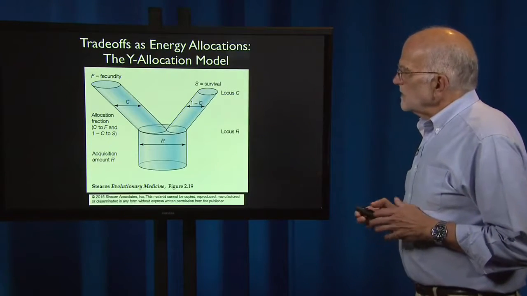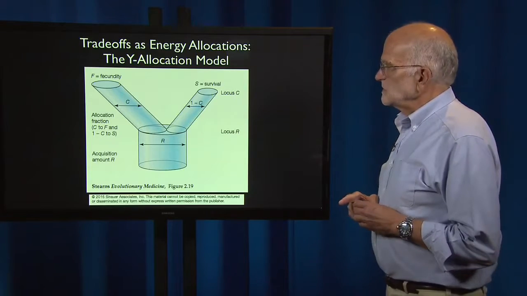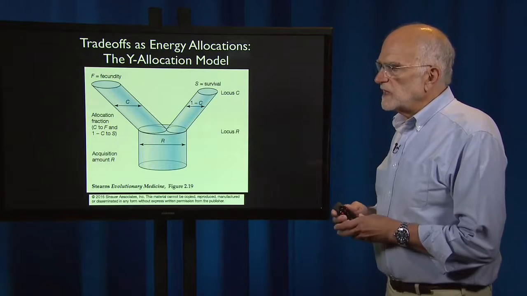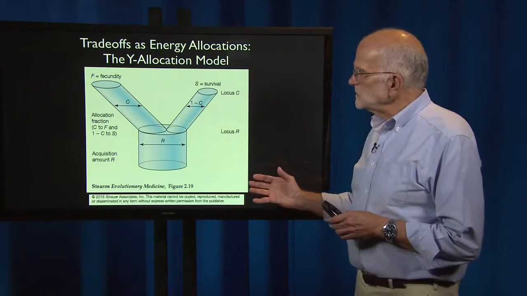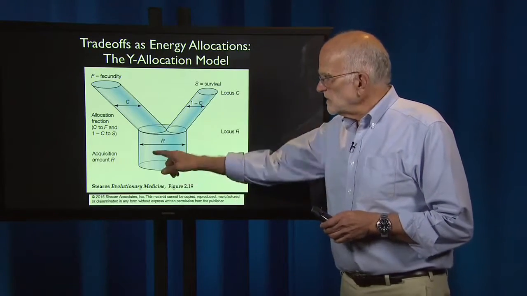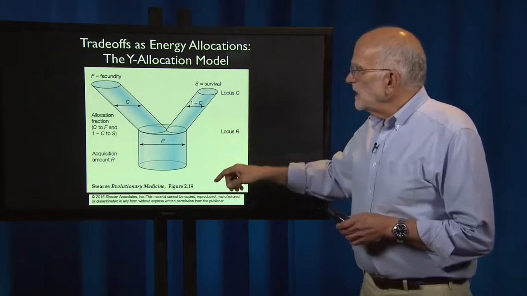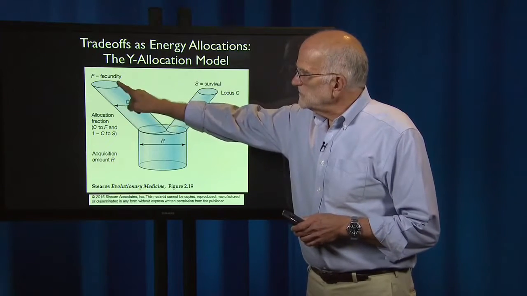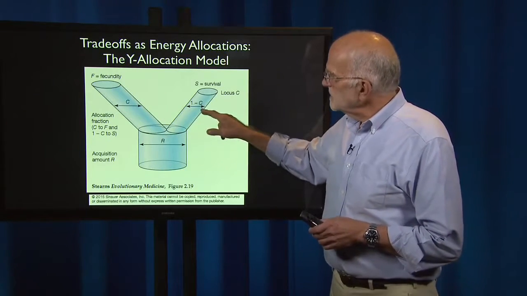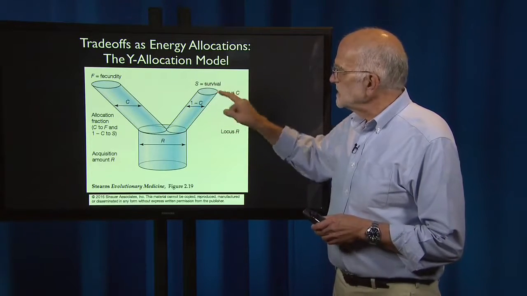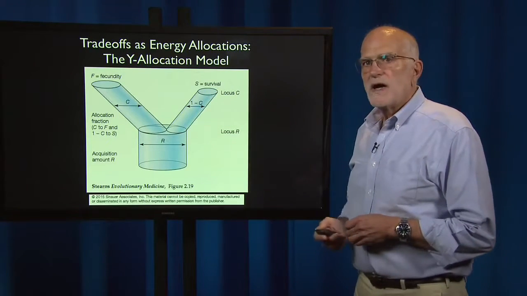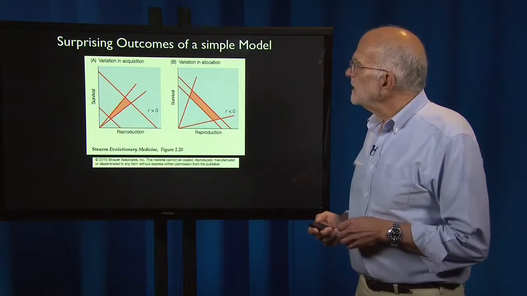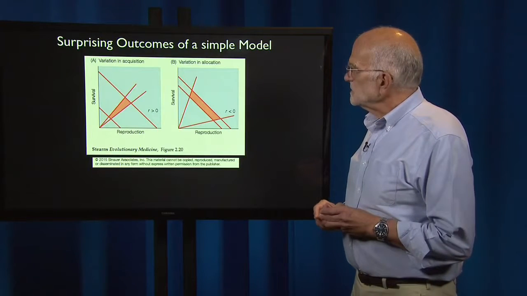One way to conceive of trade-offs is as energy allocation. So that is a physiological way of looking at trade-offs within a single individual, the idea being that there is a limited amount of energy which is coming in. That's represented here by the diameter of the pipe, R, and then a fraction of it, C, is being allocated to one function, in this case fecundity, and the rest of it, 1 minus C, is being allocated to another function, in this case survival. That's called the Y-allocation model, and it was developed by Van Noordwijk and de Jong. It has some surprising outcomes.